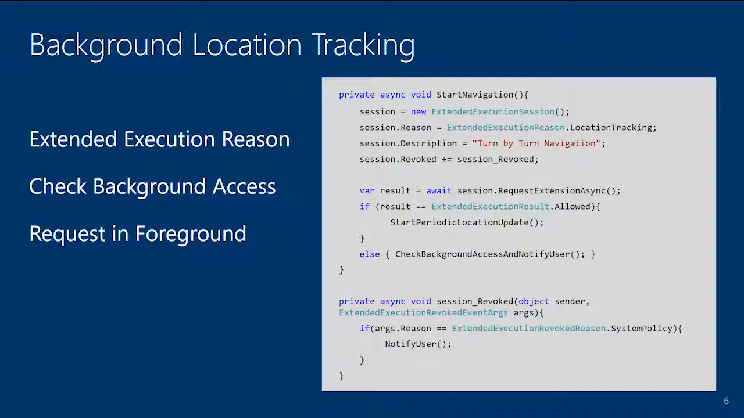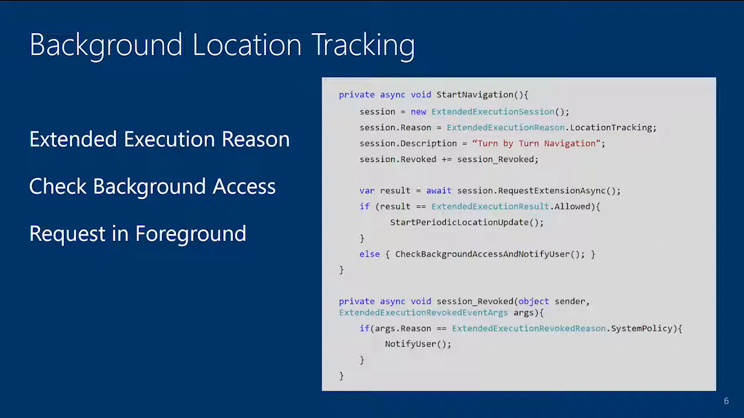Now, during this request, you would check if the system said either you were approved or not approved. So you need to make sure to check this request result, and then if it turns out you are not approved, it's really important to go check your background access status. Now, background access status is available through the Background Execution Manager, and it mimics the user choice that is shown in the settings pages.